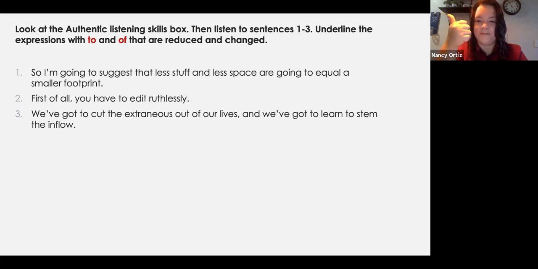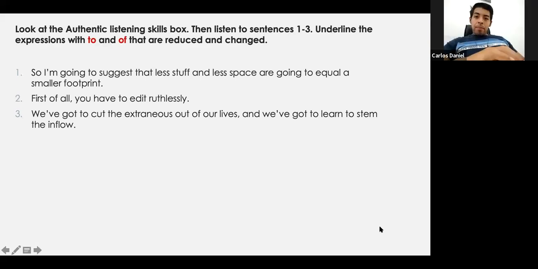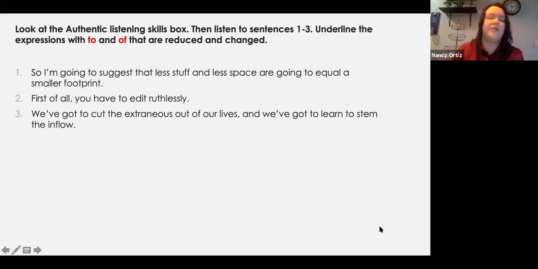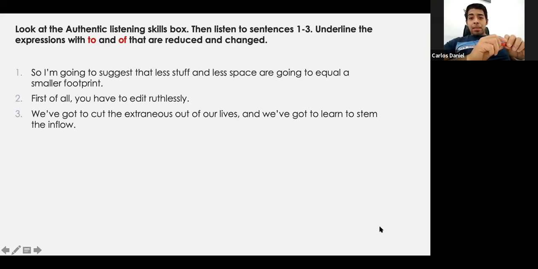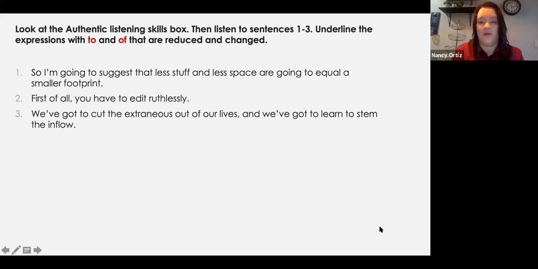All right. Okay, I think teachers are ready. So Carlos, start with number 1, and please teachers underline. Okay. So can I use contractions in the reading? Yes, please. Yeah, that's okay, to sound as natural as possible. Okay. So I'm gonna suggest that less stuff and less space are going to equal a smaller footprint. Okay. Now, teachers underline the expressions with to and of that help us reduce sounds, okay? Ready? Let's go to number 2.